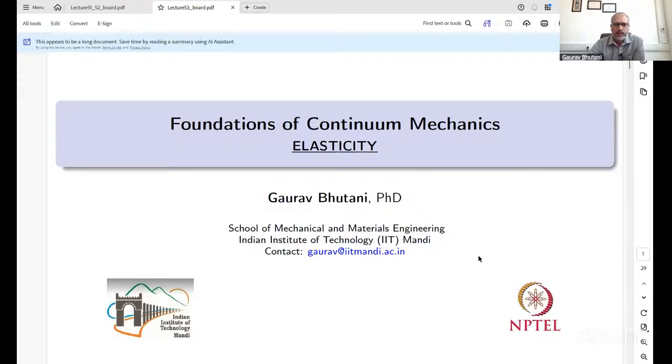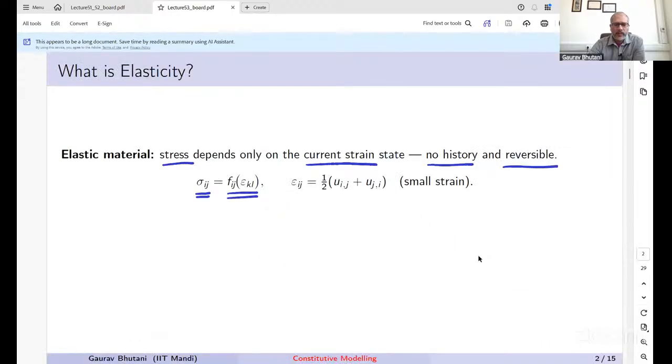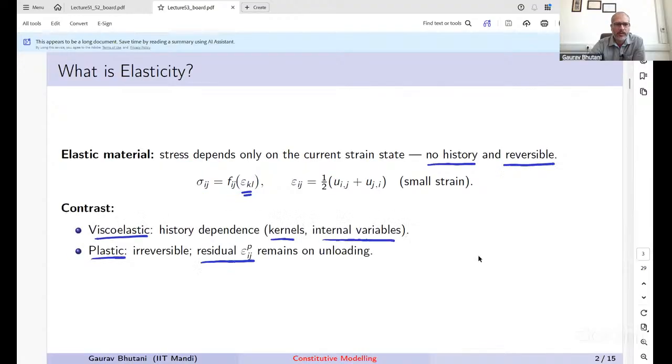Right, so next was elasticity. We went into the elasticity ideas in terms of the models. So we talked about the stress depending on the current state. There is no history dependence and no irreversibility, so it is a completely reversible situation for elastic materials. In contrast, you have plastic materials where it's irreversible, or viscoelastic materials where some dissipation happens. So the system is not completely reversible.